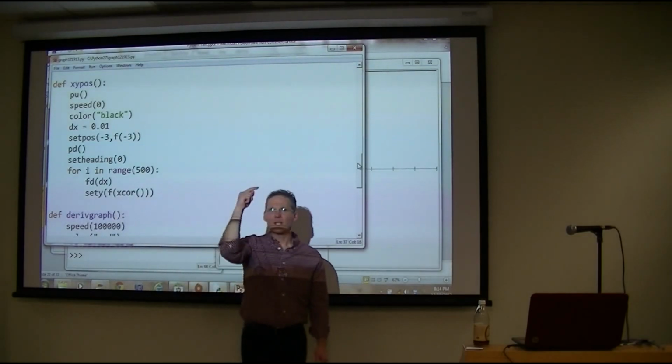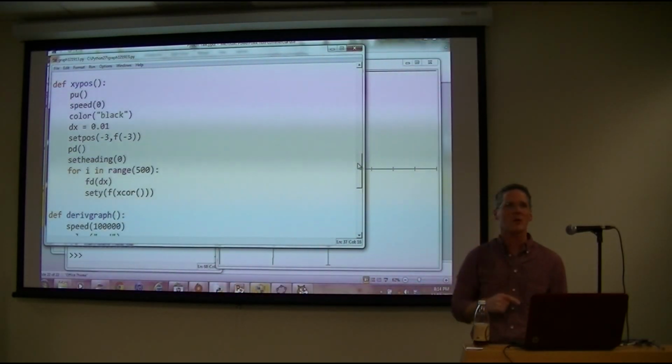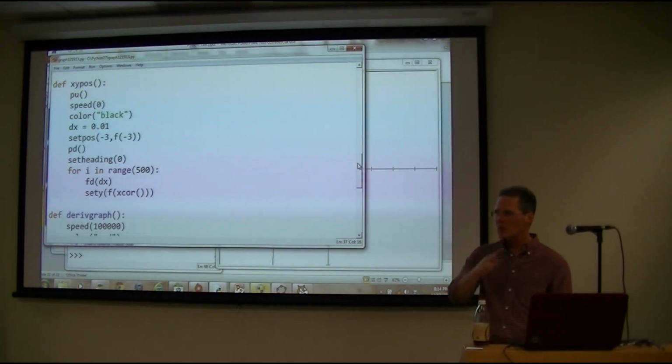So it's really doing a zigzag. If it were a bigger step size, you could see that it's zigzagging around the screen. If you make it a small enough step size, it's slower, but it looks like a nice curve.